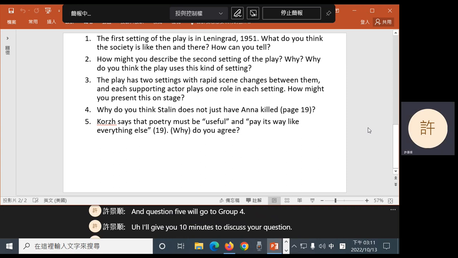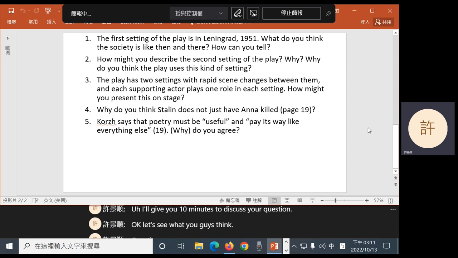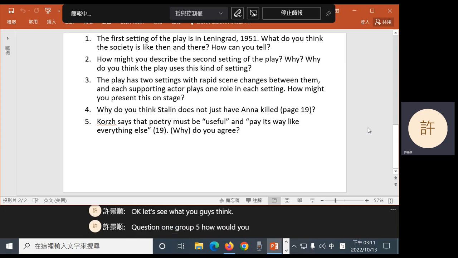Okay, let's see what you guys think. Question one, group five, how would you describe the first setting of Leningrad in 1951? What kind of world is this?